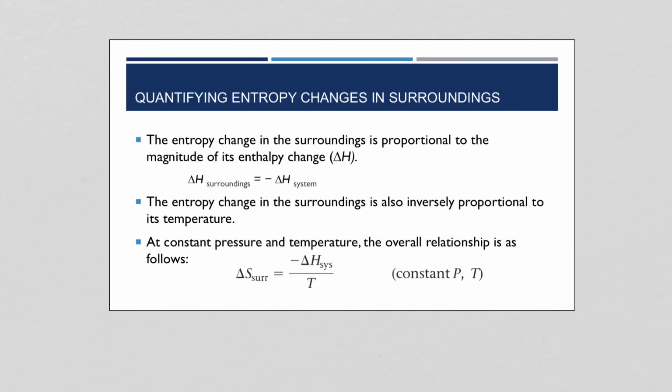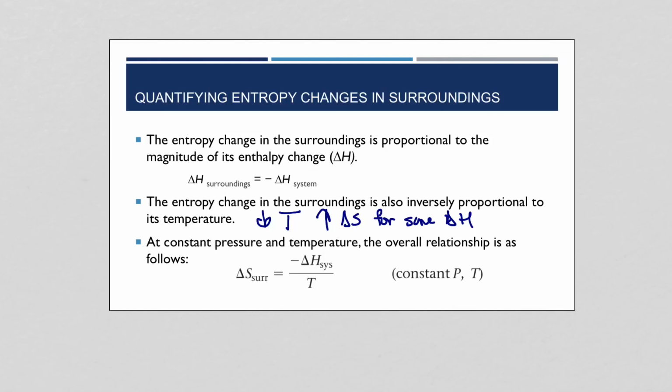So we're looking at the enthalpy change of the surroundings. And also the entropy change of the surroundings is inversely proportional to its temperature. So lower T is going to get a bigger bump in S with the same amount of heat. So it's inversely proportional to temperature.